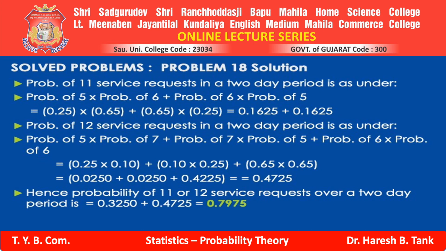Now probability of 12 services in a 2-day period is as under. It can be 5 7 or 7 5 or 6 6. These are the three different ways. Again, all these probabilities are known to us. Simplifying it, it comes to 0.4725.